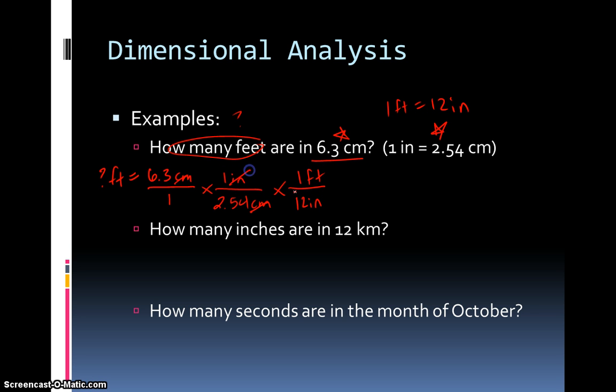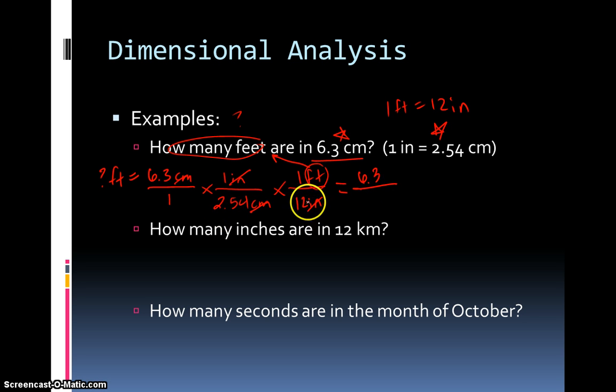I cancel my units from top to bottom, and you can see that I'm left with feet as my unit, which is what the problem was asking me to get to. So I am done with my math. What these fractions tell us, the multiply sign in the middle tells us we're multiplying these things. What you do is you take all the numbers on top and multiply them and get a number. Take all the numbers on the bottom and multiply them and get a number. And then you do that last final math. So 6.3 times 1 times 1 gets me to the number 6.3.